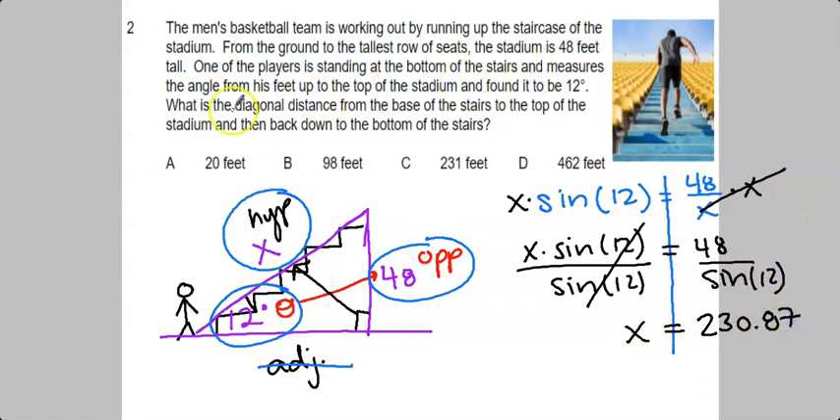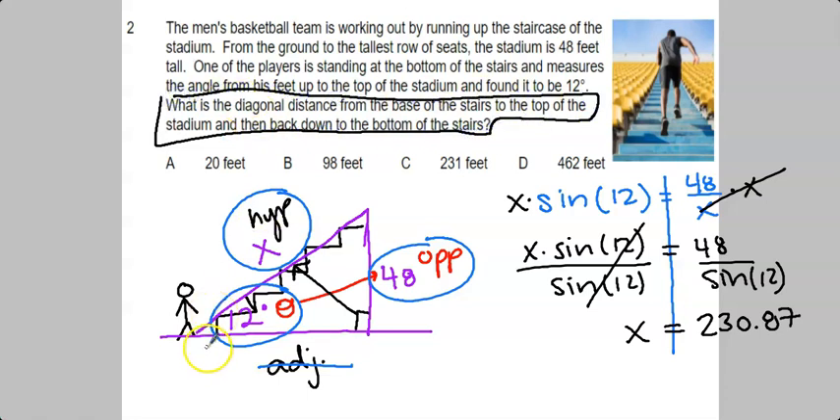Now this is a little tricky. Let's look back at this question. We want to know the horizontal distance from the base of the stairs to the top of the stadium and then back down to the bottom of the stairs. So if we go up and it's 230.8 or 230.87 and then we go back down again, this needs to be doubled. So either times 2 or just double it.